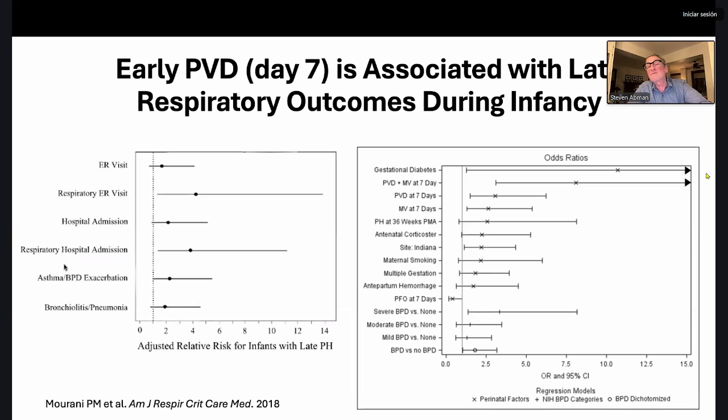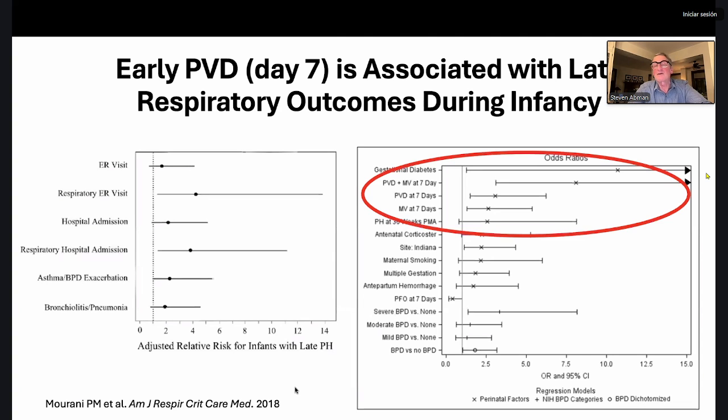But if you then look during the first 2 years of life, they had more ER visits for respiratory issues, hospital admissions, asthma exacerbations, and other kinds of things. So a strong biomarker, but also I think really pathogenically linked with, again, the respiratory abnormality, not simply the pulmonary hypertension itself. And certainly when we looked at our cohort, we found that pulmonary vascular disease at day 7 was strikingly associated with risk for poor outcomes to follow.